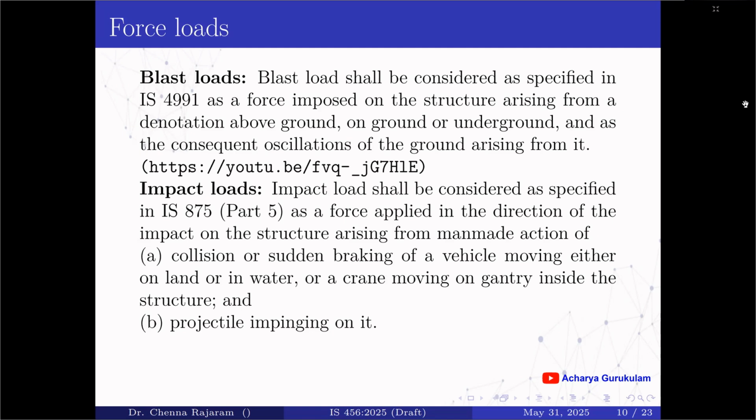Impact load shall be considered as specified in IS 875 Part 5 as a force applied in the direction of the impact on the structure arising from man-made actions of collision or sudden braking of a vehicle moving either on land or water, or a crane moving on a gantry inside the structure, and a projectile impinging on it.